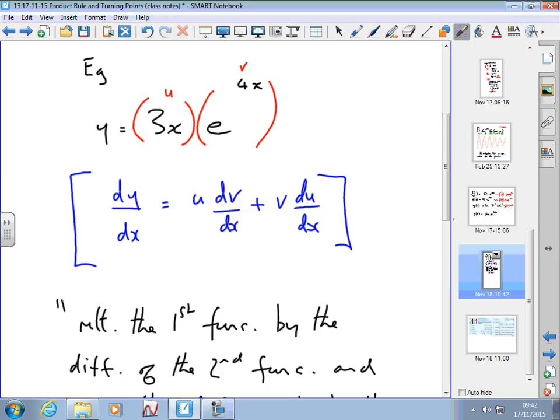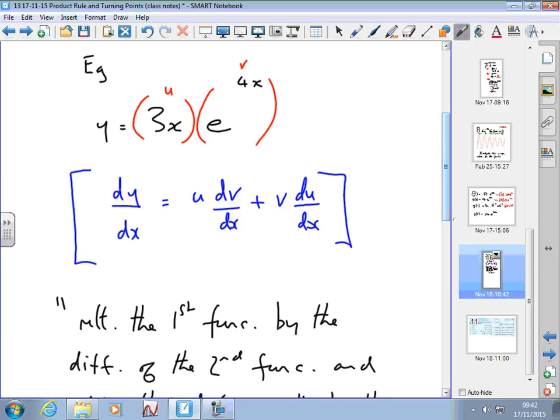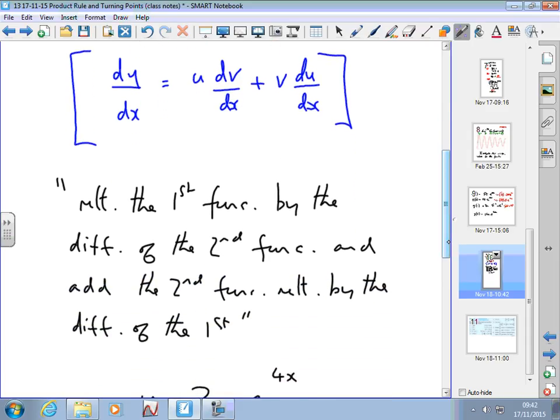So if you're writing out this rule, which I want you to do, make sure it's saying dy by dx equals u dv by dx plus v du by dx. That's what the product rule says. Dy by dx equals u dv dx plus v du dx. And in words, it's that.